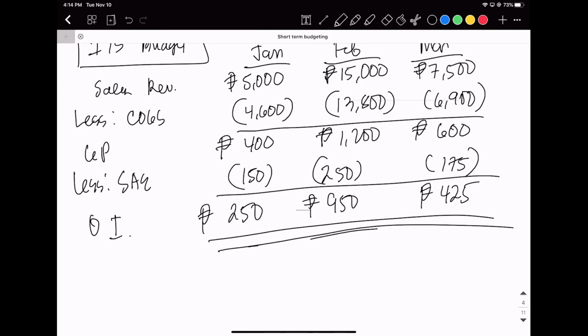So ano na tayo? Financial budget na. Okay, so let's start with cash receipts. Okay, break muna tayo saglit, mga 5 minutes lang.